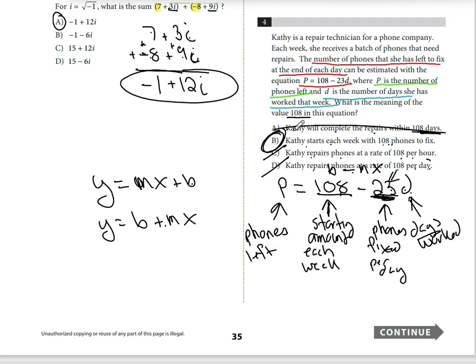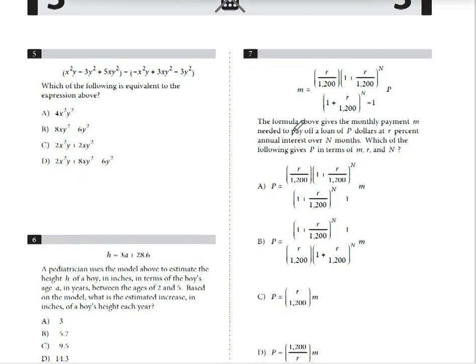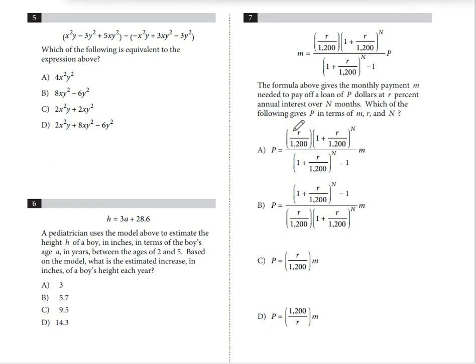Okay. All right, let's go on to number 5. All right, for number 5, which is equivalent to the expression above? So we're subtracting this entire second quantity here. So what we can basically do is pretend there's a -1 here, and distribute that -1 inside the parentheses. So all of our signs here are going to switch. So this is going to become a plus, this is going to become a minus, this is going to become a plus.